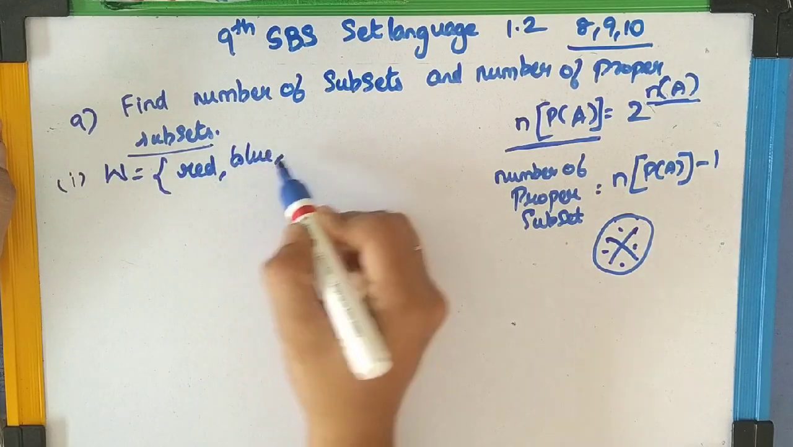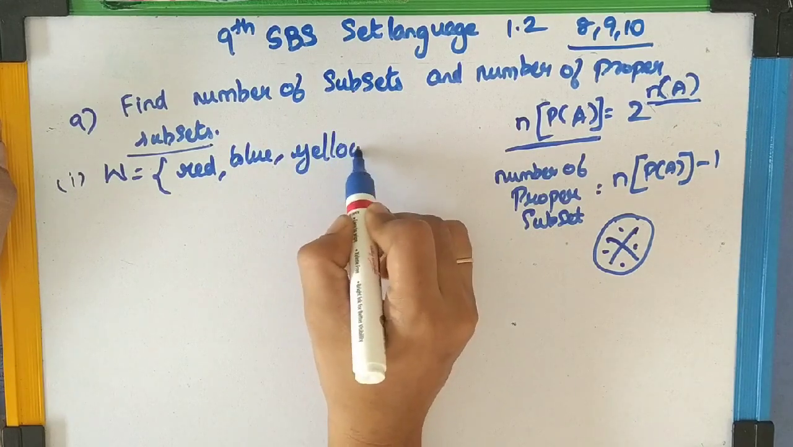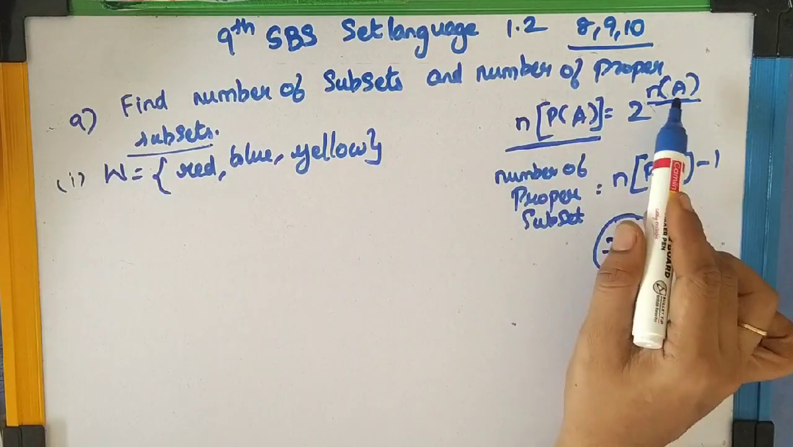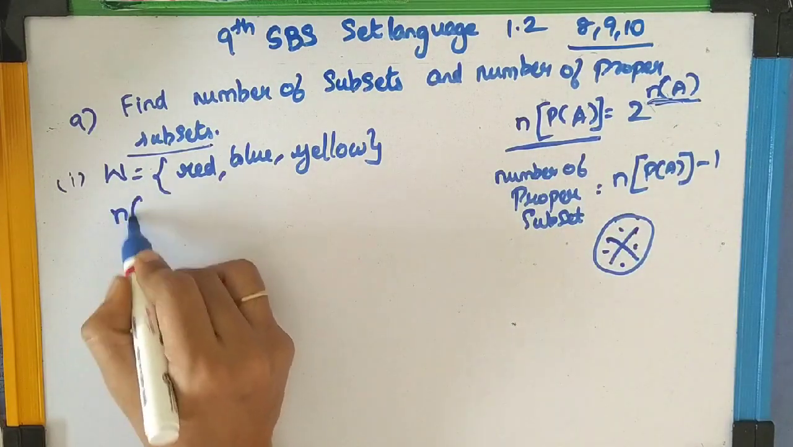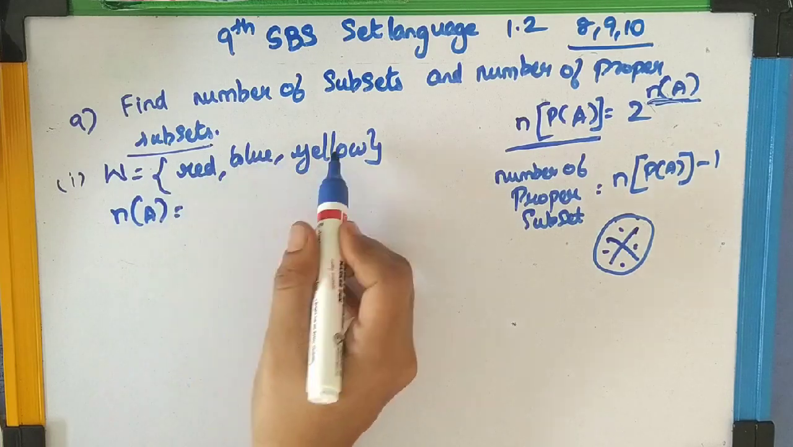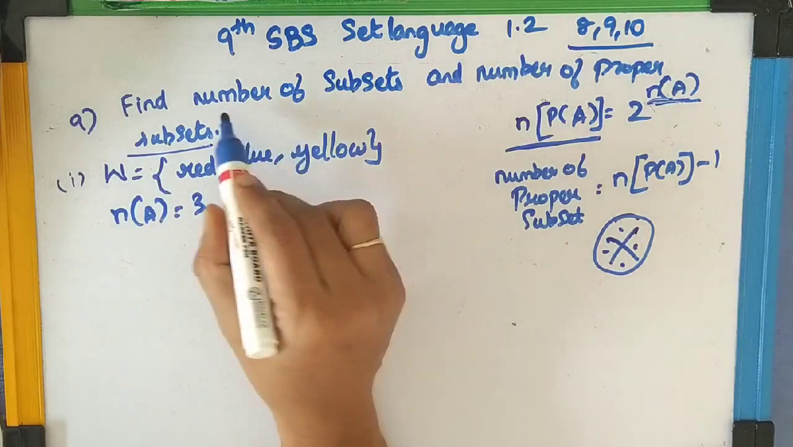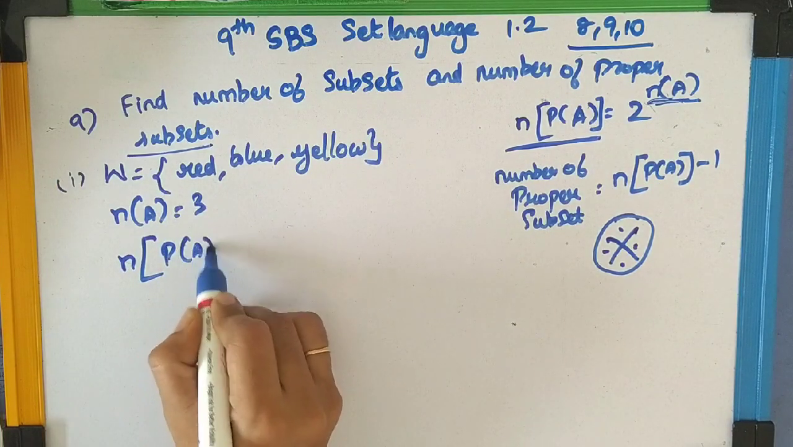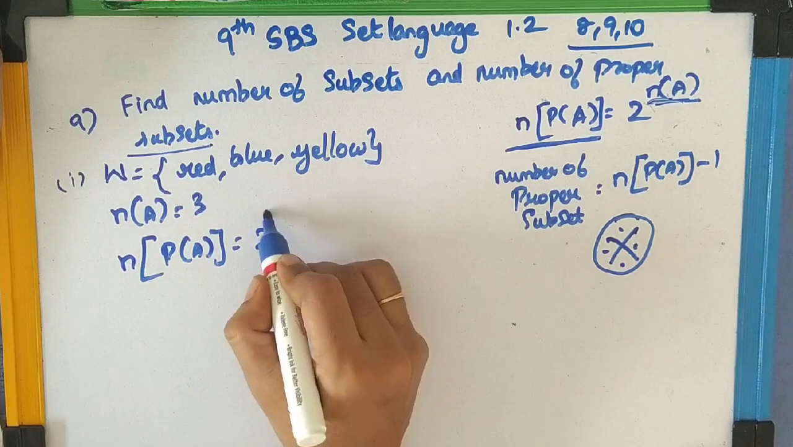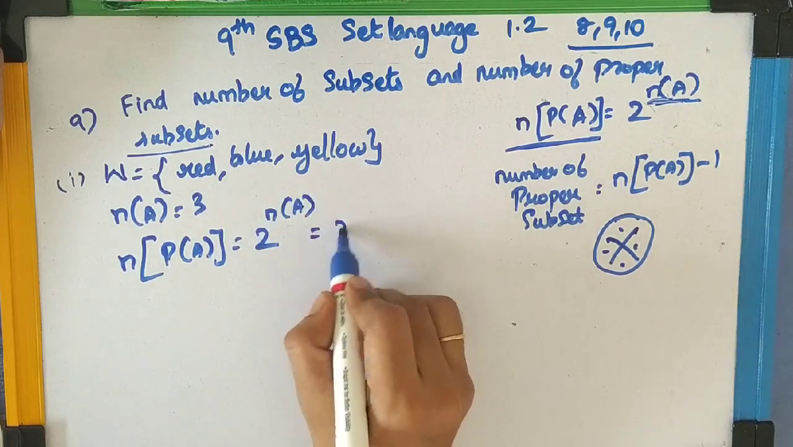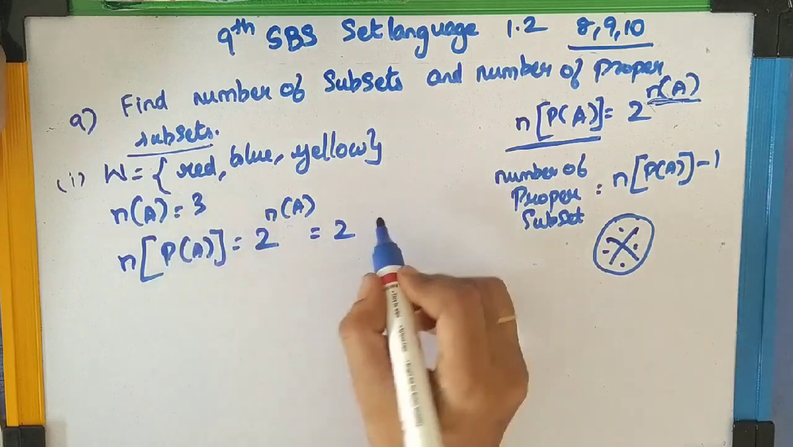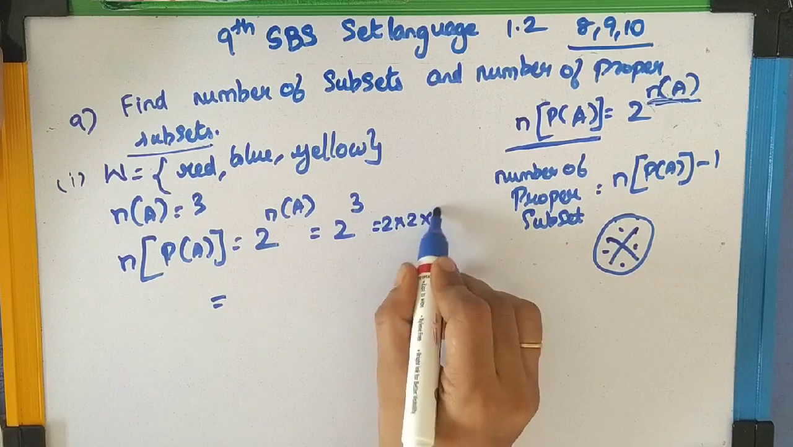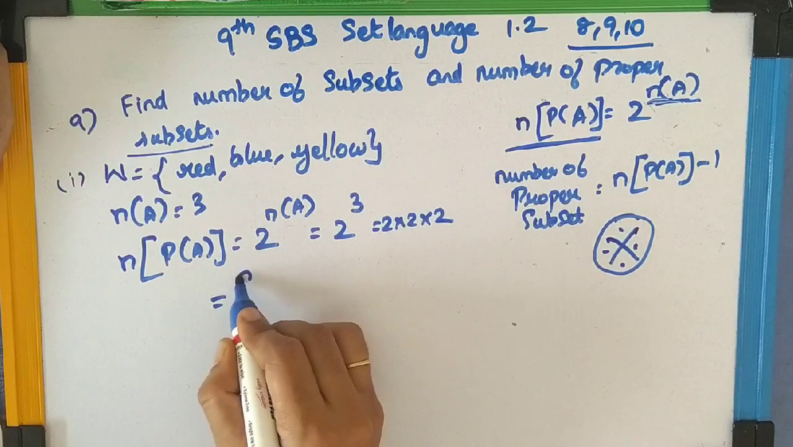Here W is a set which has red, blue and yellow elements inside it. Now we have to find the cardinal number, that is the number of elements inside the set W. Sorry, I have written A, it is n of W. Okay. So the cardinal number is 3. Now what is the number of subsets? 2 power the cardinal number. What is the cardinal number of W? 3, isn't it? So 2 power 3, that is 2 into 2 into 2, that is 8.